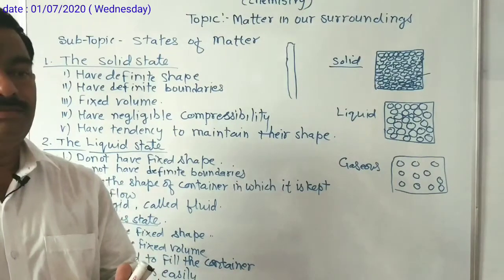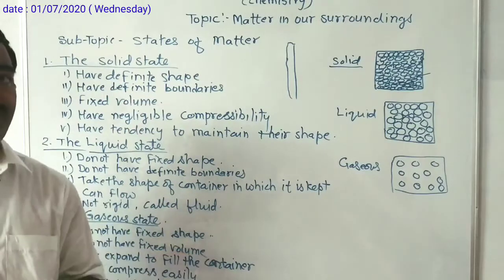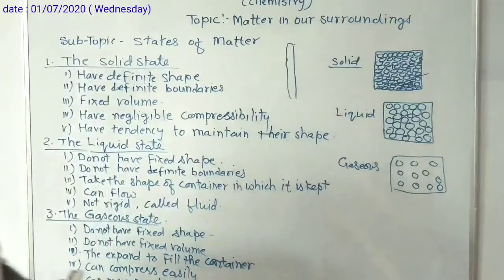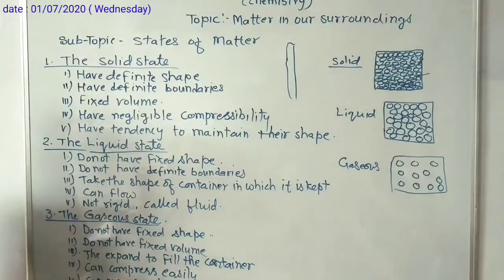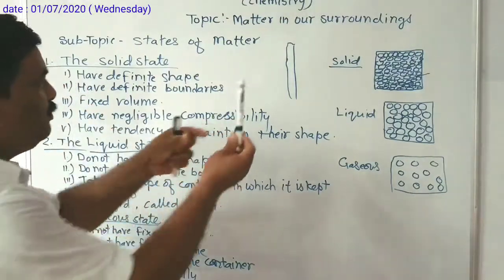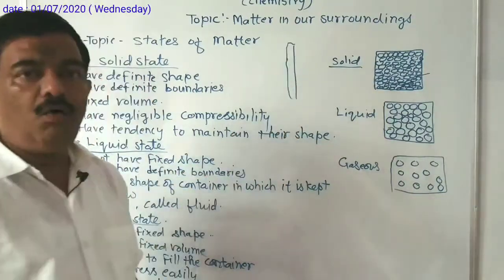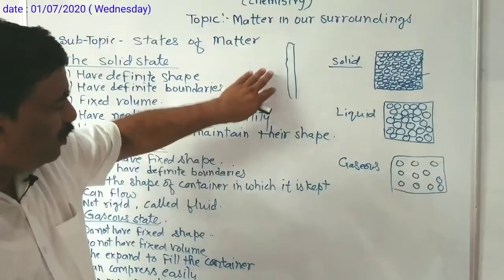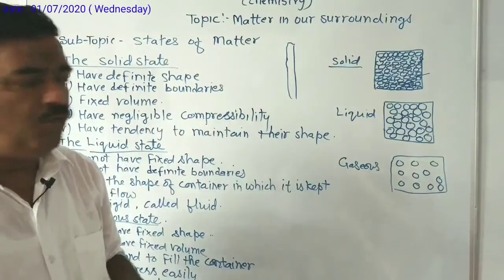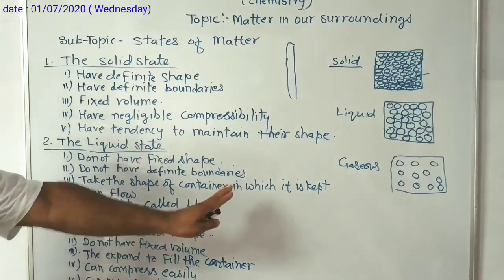Or suppose you spread water here and there, it will not have any shape. The same water will not have any definite shape or definite boundaries. If we keep the marker here, we can draw the outline. But if we place the water here or on any place, we cannot mark the boundaries, so it does not have definite boundaries.